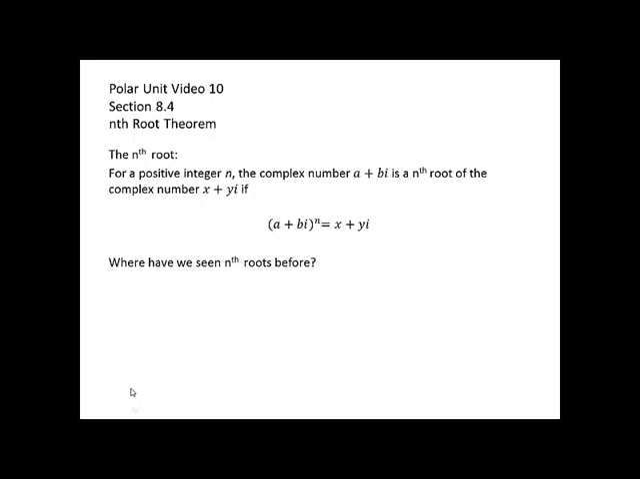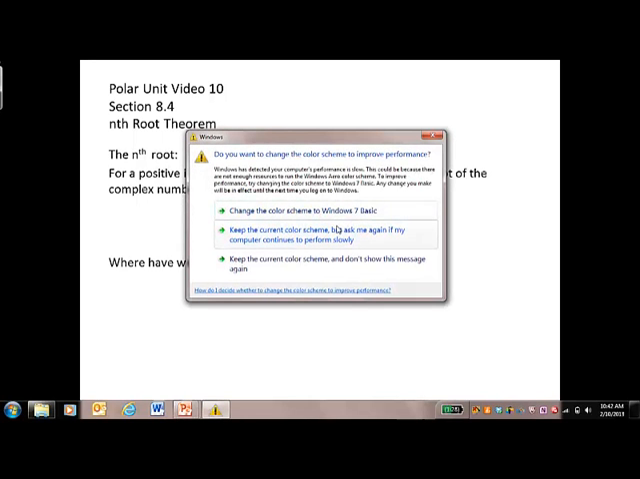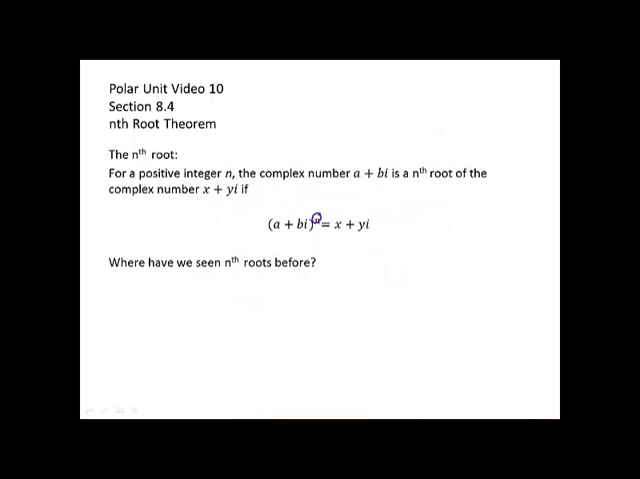So an nth root. For a positive integer n, the complex number a plus bi is an nth root of the complex number x plus yi if. So I'm going to take whatever this positive integer n is, maybe it's a 2 or a 3 or a 4, then the outcome. So I want a plus bi to a certain power, and these are nth roots. And so I'm going to explain the process of that.